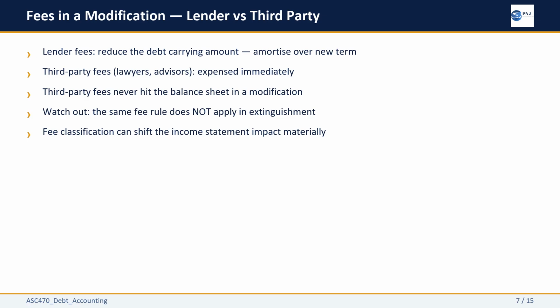Watch out for this one, it catches a lot of people. When you pay fees as part of a modification, you must split them into two buckets. Fees paid directly to the lender, think amendment fees, waiver fees, reduce the carrying amount of the debt and get amortized into interest expense over the remaining term using the new effective rate. Fees paid to third parties, your lawyers, your financial advisors, are expensed immediately in the period you pay them. They never touch the balance sheet. Most people assume all transaction costs get deferred, but that is not what happens under modification accounting. Only lender fees are deferred. Third-party costs go straight to the income statement.